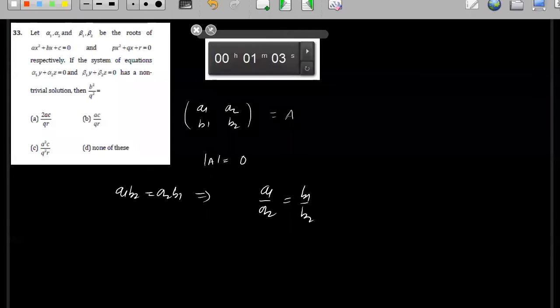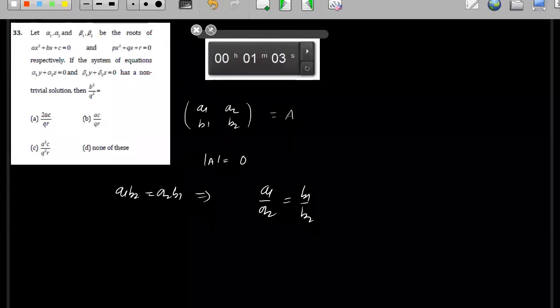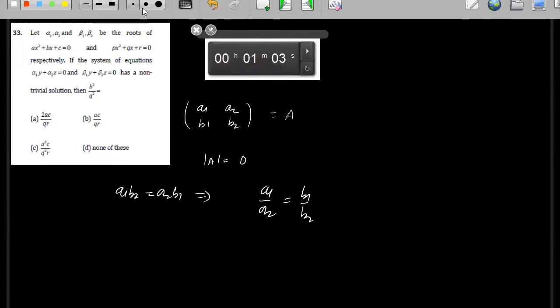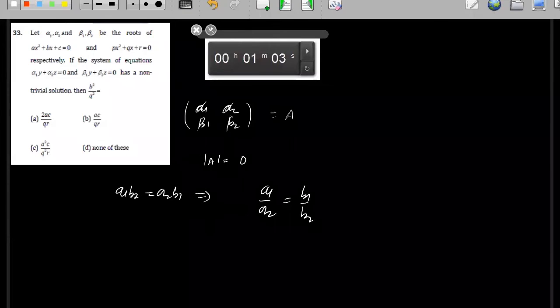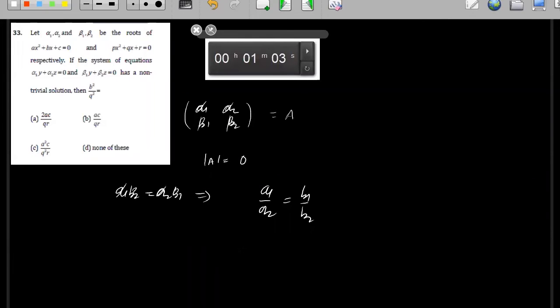Alpha beta is the same thing. If I write alpha, beta, will it make any difference? It will not make any difference, it's just a name. Okay, so alpha 1, alpha 2, beta 1, beta 2. Now are you happy? So this is alpha 1 beta 2 equals alpha 2 beta 1, that is alpha 1 by alpha 2 equals beta 1 by beta 2.